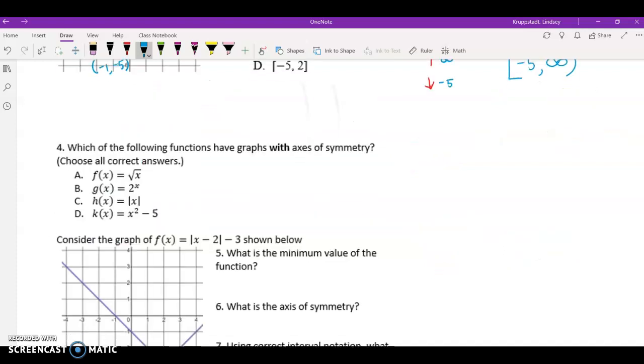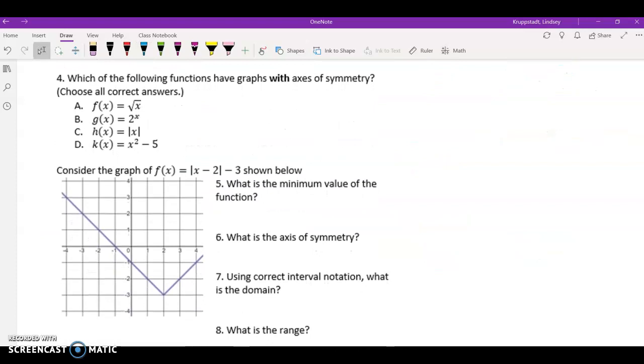Axes of symmetry. This is something we've talked about with parabolas. The two graphs that are going to have axes of symmetry are our parabolas and our v's, right? So which of the following have axes of symmetry? Well, it's going to be our absolute value and our quadratic, right? Absolute value are v-shaped graphs, quadratics are our u-shaped graphs. A square root function does not have an axis of symmetry. Axis of symmetry, again, is like that imaginary line that divides our graph in half.